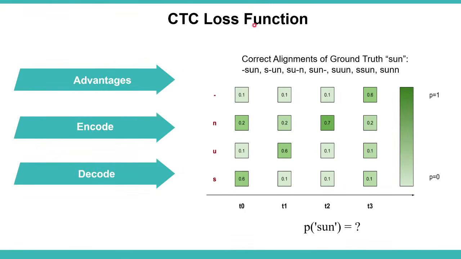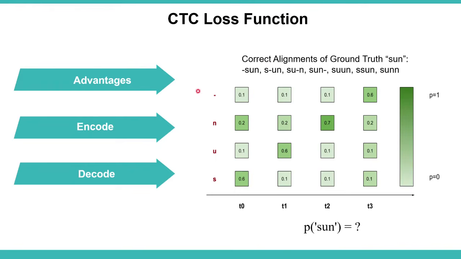CTC loss function. The advantage of it is that it reduces the cost, the expense and the manual labor to label every character and time step. With CTC loss, we just need to label the word and the image of the word.